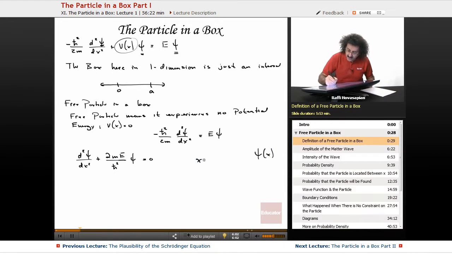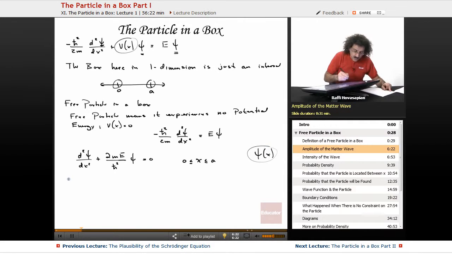And again, we have to specify x is between a and 0. Those are its constraints. It can only be between here and here. We're putting the constraints on it. Okay. So now the question is, how can we interpret this psi? How do we interpret that?